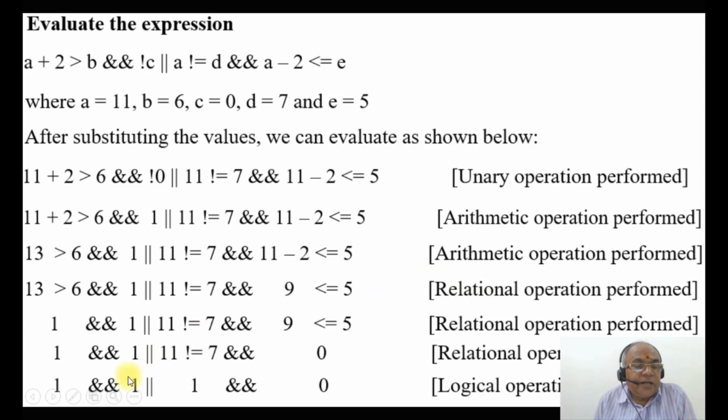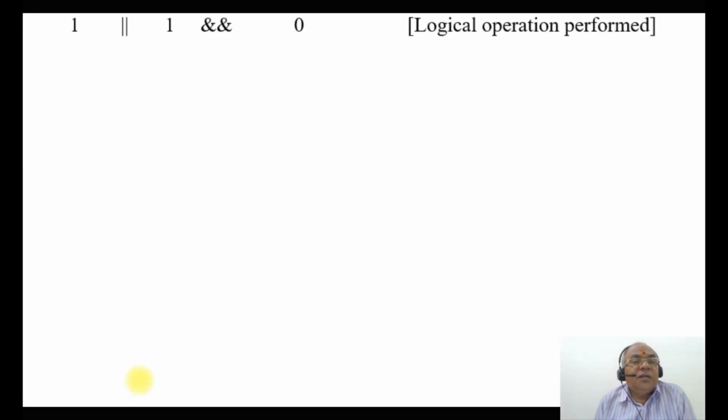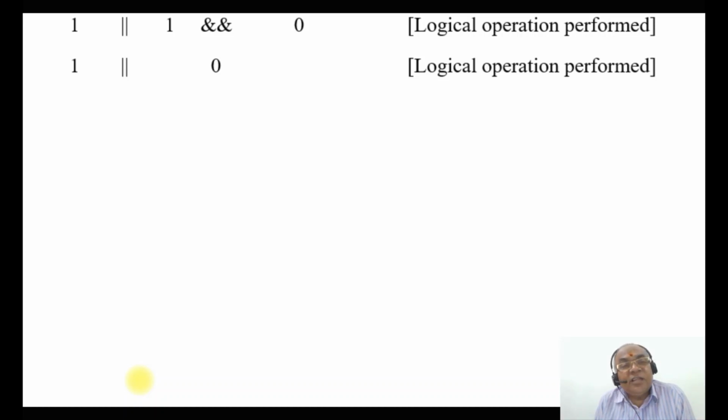Logical operation is performed here. So 1 and 1 is always 1. Then 1 and 0 is a logical operation performed. 1 and 0 is always 0. So 1 or 0 is always 1. So the result is 1. This is how the precedence of operations has been executed on the particular expression and how to analyze this.